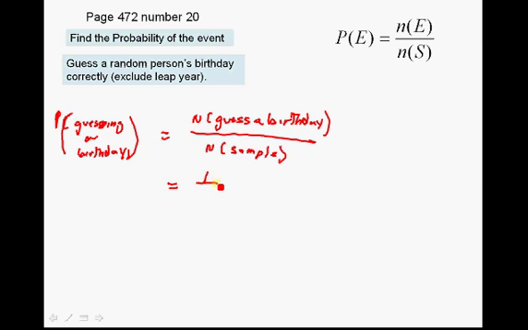And then the total possible numbers in the sample: how many days are in a year? When guessing a person's birthday, you only have 365 different possible birthdays, because you're not counting leap year. So it's going to be 1 over 365, and that's equal to 0.0027 when you do the division, which is approximately 0.27%. Okay, hope you found this helpful.